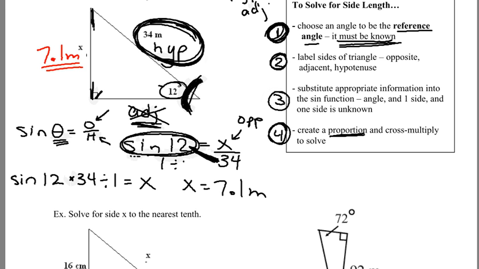Why do I like 7.1 meters as an answer? It's smaller than the hypotenuse. Hypotenuse has to be the longest side, so our 7.1 makes sense.